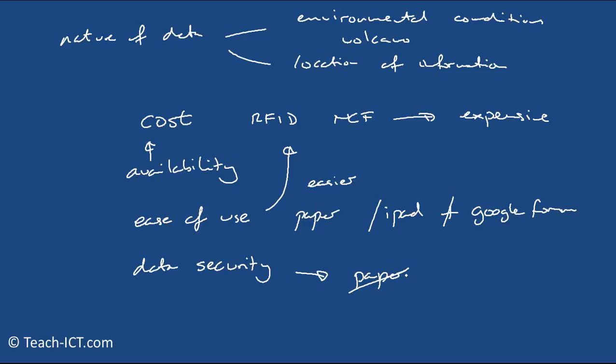When gathering data, the factors that you need to consider are: 1, the nature of the data, are there environmental issues, the location of the information; 2, the cost; 3, the availability; 4, how easy it is to use; and 5, the security. Once again, if you're going to focus on one to be the most important, I think it's all to do with the cost of the hardware myself. That's the key one that I would play on in any exam.